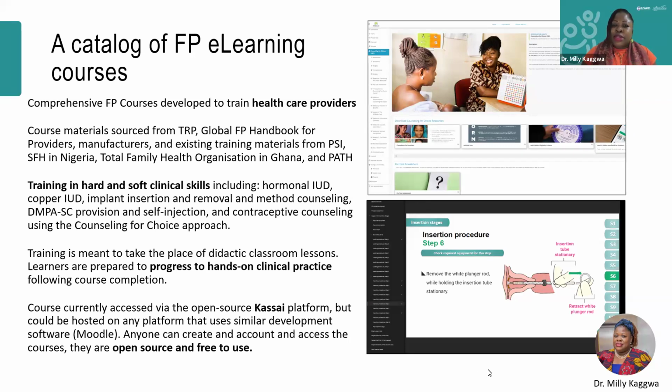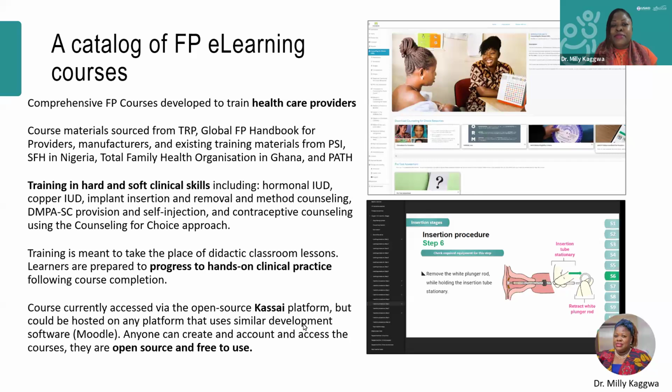The newly developed e-learning courses covered hard and soft clinical skills for provision of hormonal IUDs, copper IUDs, implants, DMPA-SC self-injection, and even contraceptive counseling. These courses are currently accessed via the open source Kasai platform, as I mentioned, and they can be accessed by anyone for free by creating an account and logging in. While they are currently in Kasai, they were developed using the Moodle software and can be hosted on any Moodle-compliant platform.